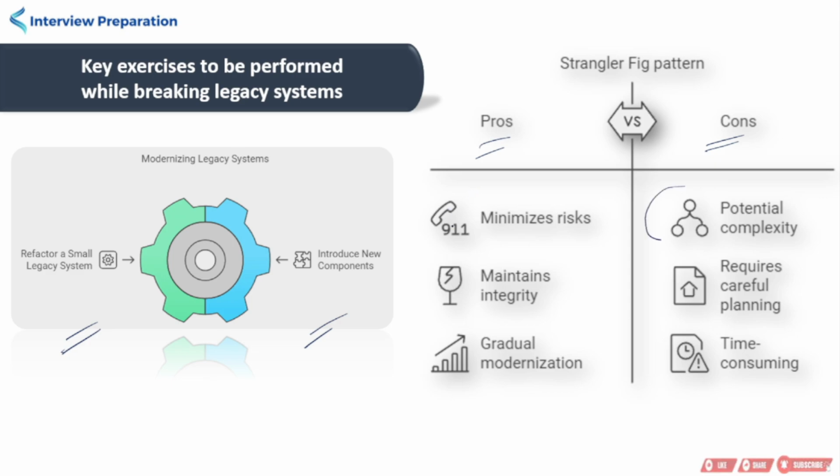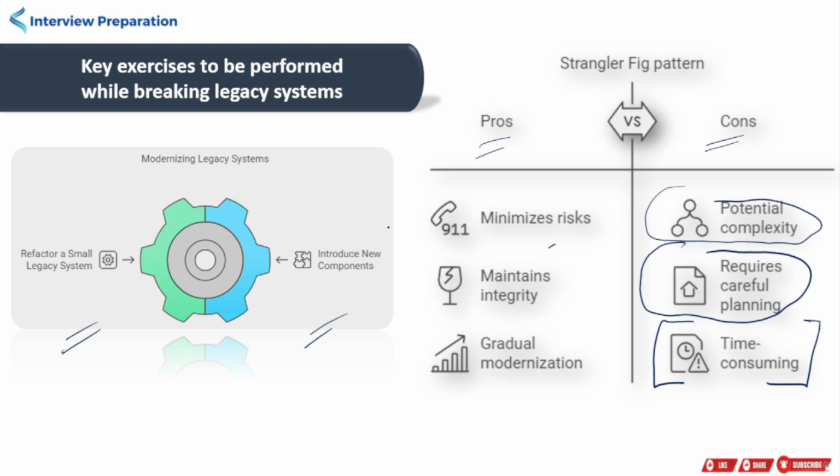Here, you can see the pros and cons of the Strangler Fig pattern. The cons include the potential complexity. It requires careful planning when you are using Strangler Fig pattern, and also it is a very time-consuming process. But the pros are it minimizes the risk to operations where your system functionalities are working as they are. It also maintains the integrity and you can gradually modularize your legacy monolithic application.